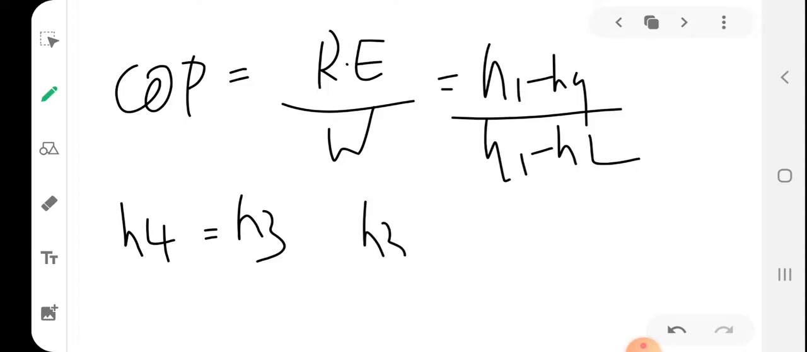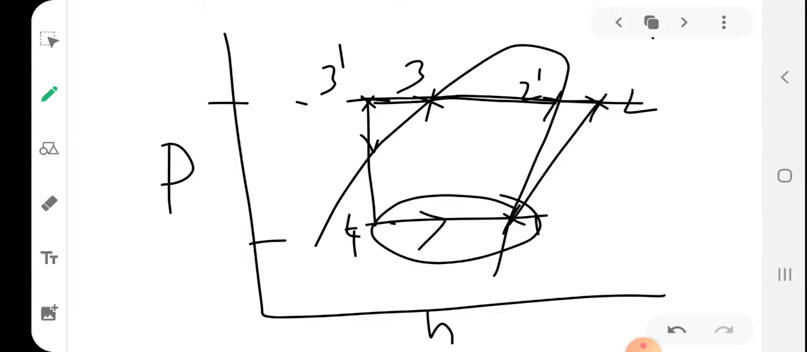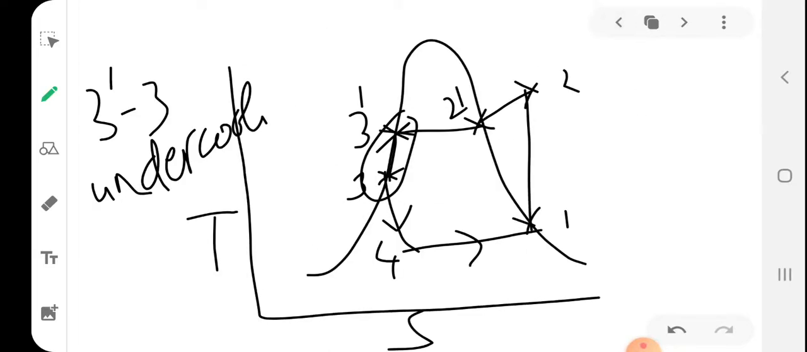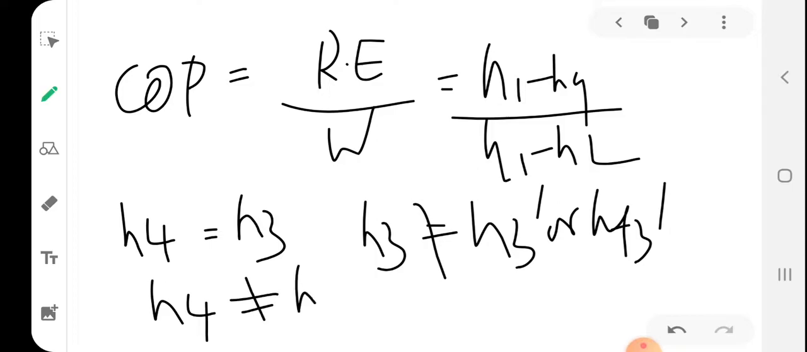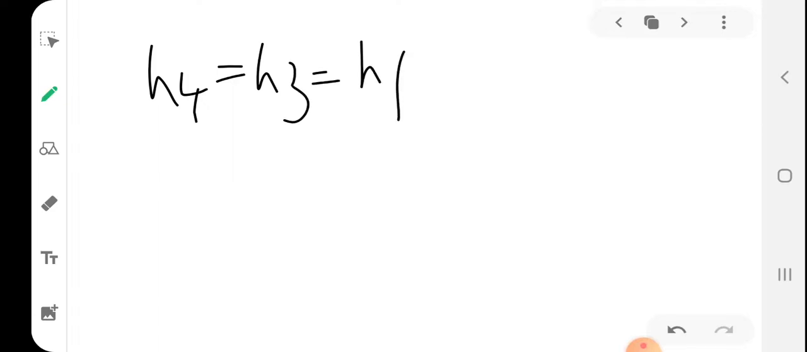So H3 is not equal to H3 dash. Okay. So you cannot directly find H3 from the H3 dash, HF3 dash. Earlier we could easily find out H4 from HF3 dash. But here H4 is not equal to HF3 dash. So what will you do? So you will apply an equation. H4 will be equal to H3, H3 will be equal to HF3, but it won't be equal to HF3 dash.